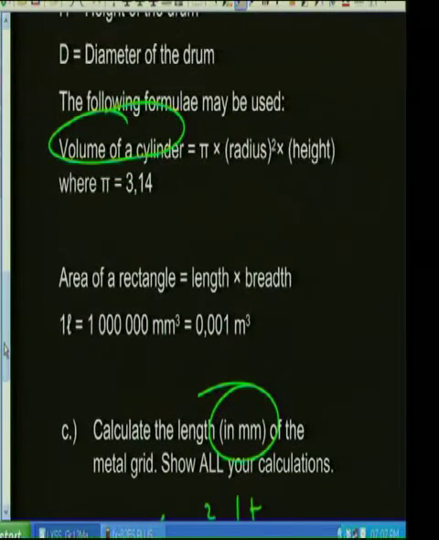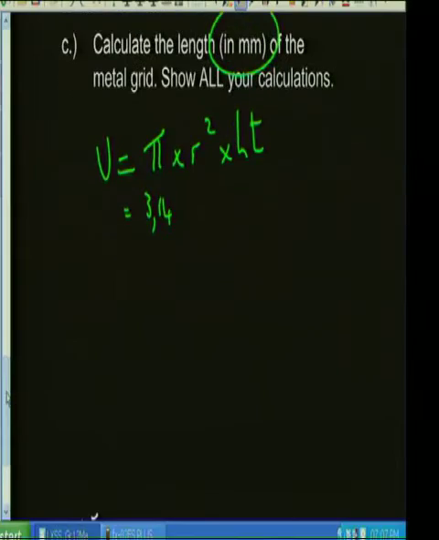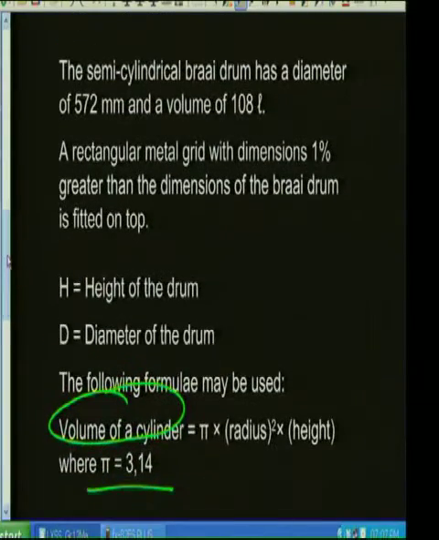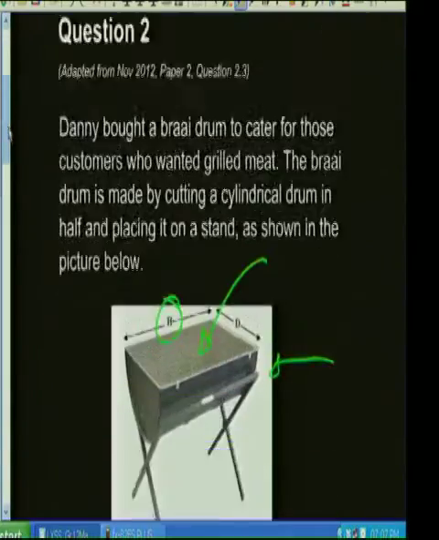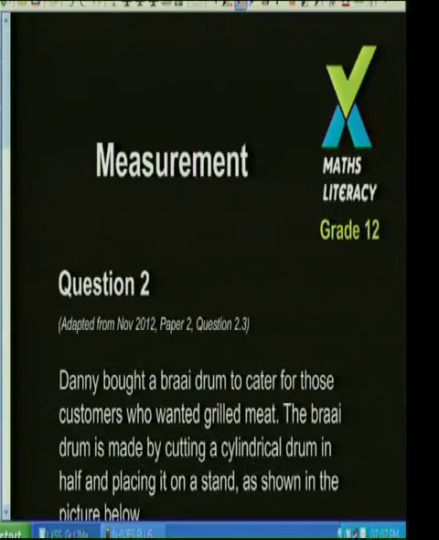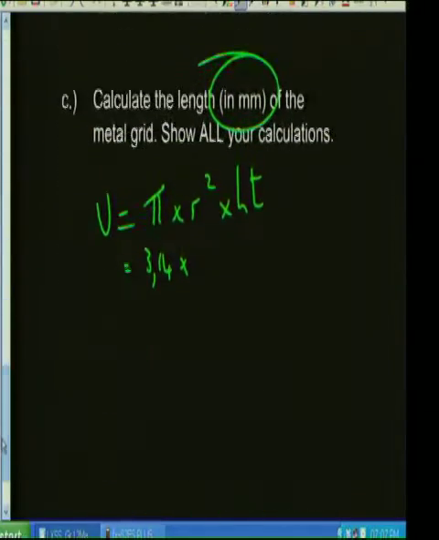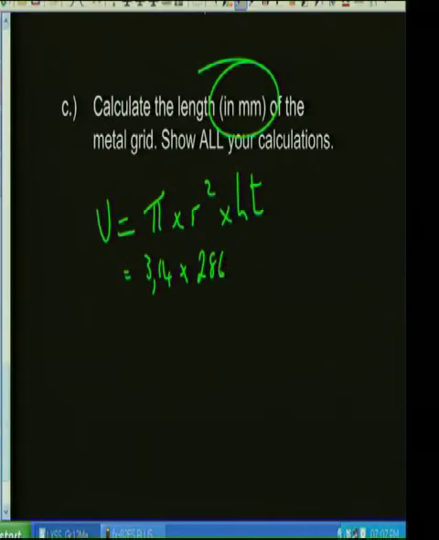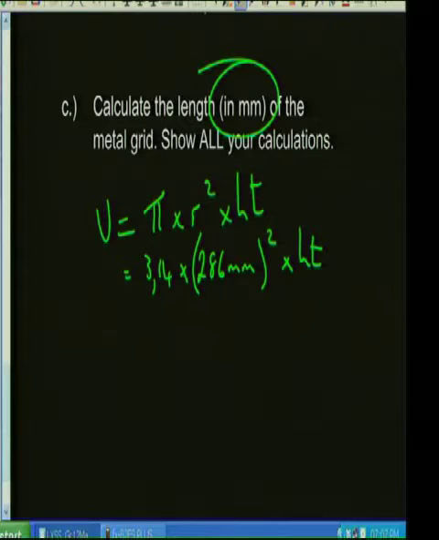How do I know that? Because the question tells me that. And I know the radius. What is the radius? Remember we worked it out in that previous question when I had absolute horror because we were looking at diameter. The radius was 286 millimeters. So I've got 286 millimeters. I've got to square that. Oh, and matrics always forget to square that in an exam. Times the height. And that's what I've got to find.